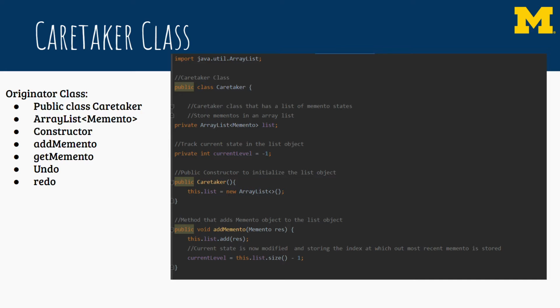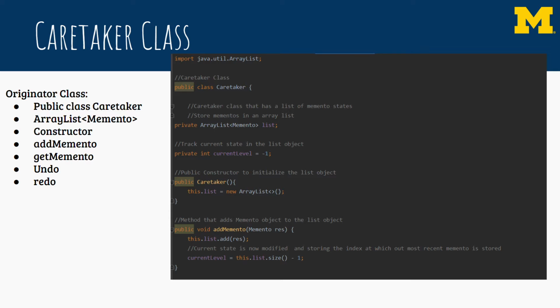Then we implement a public constructor to initialize the list object. So this.list equals new ArrayList. And then we will also have the add method, addMemento. So we need a method that adds a memento object to the list. So you see public void addMemento, and then we gave it a name, res. this.list.add(res).